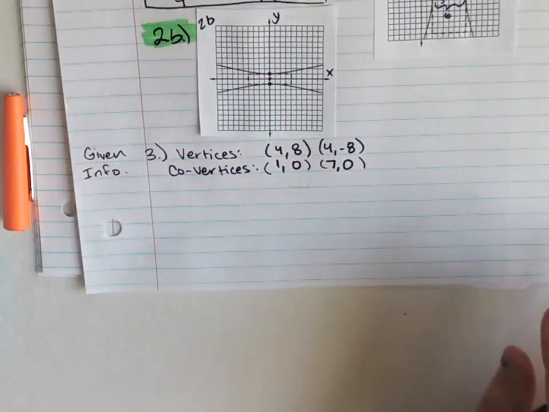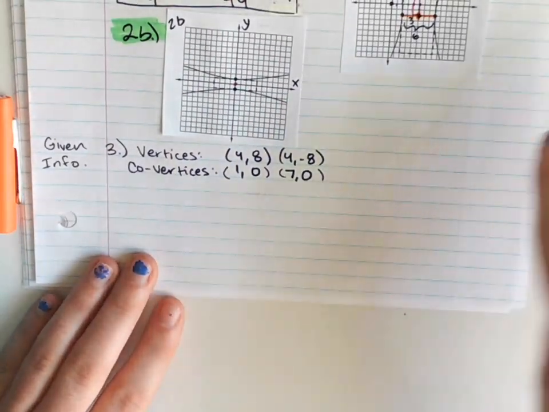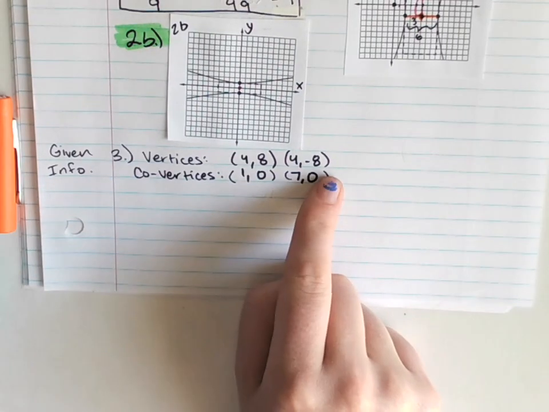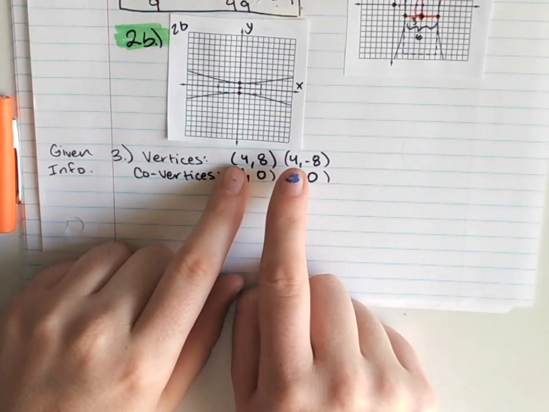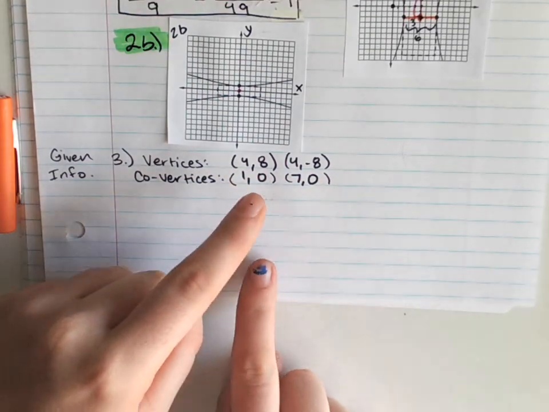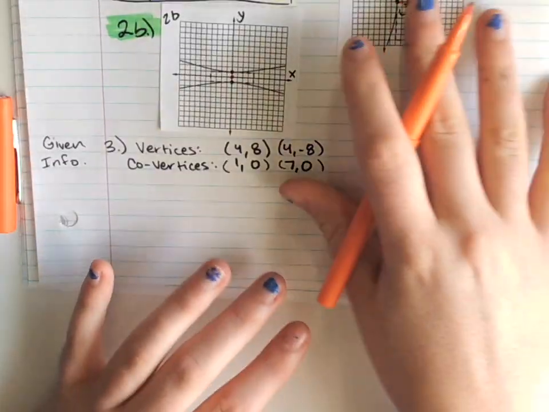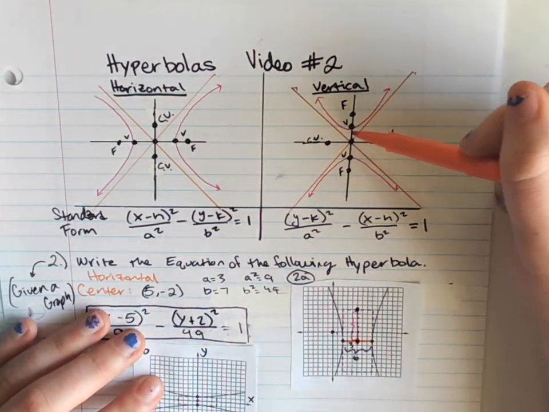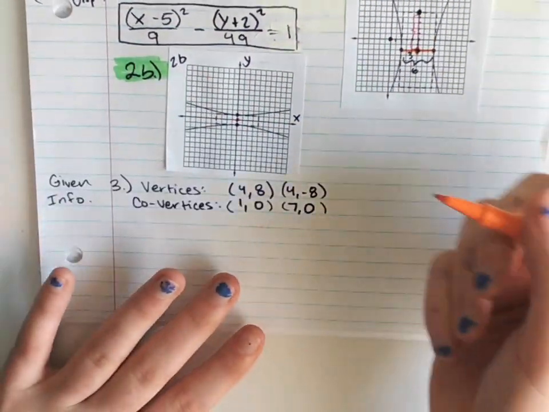All right, so we need to determine if it is vertical or horizontal. So let's look at the vertices. It's (4, 8) and (4, -8). The 4's didn't change, and that's the x spot. That means in both these coordinates, they have the same x value but different y, which means it's going to be vertical. So if we look at the picture, this vertex and this vertex have the same x value, but they have different y values. That's the same thing here. So this one's going to be vertical.